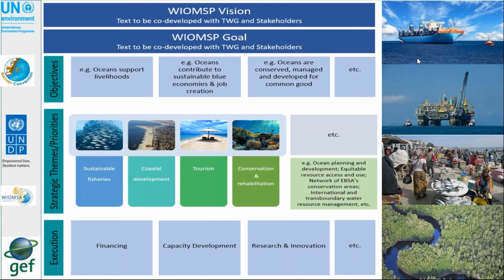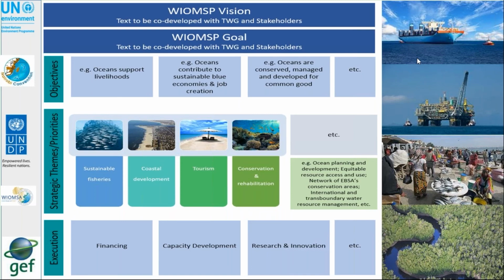At this stage, they haven't been confirmed, but for example, ocean support to livelihoods, oceans contribute to sustainable blue economies and job creation, and then oceans are conserved, managed, and developed for the common good, etc. And then the strategy would have a section on strategic themes or priorities. I think over the last few days, some of these have been talked about. I picked up that aquaculture in Kenya, for example, was highlighted as an important sector to consider within the MSP process.